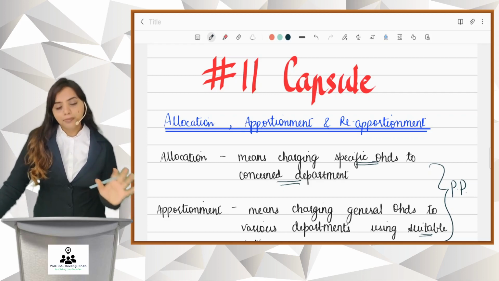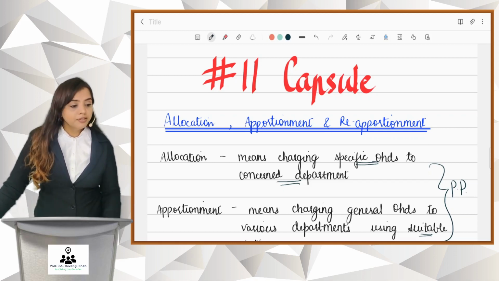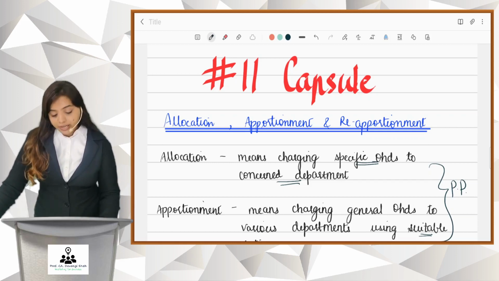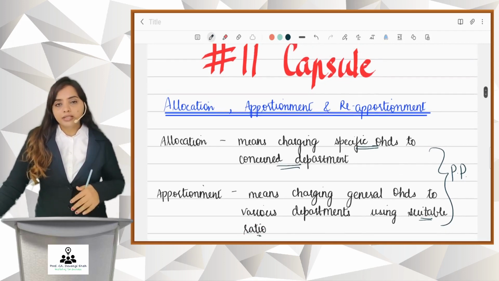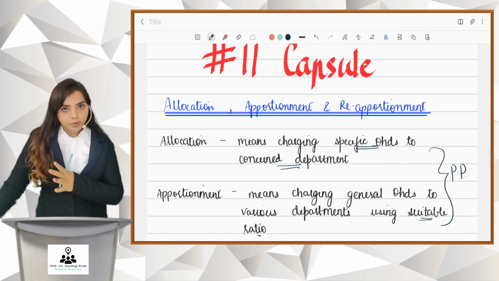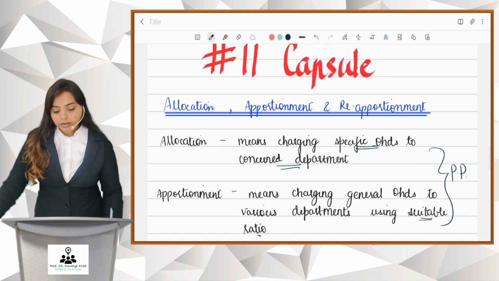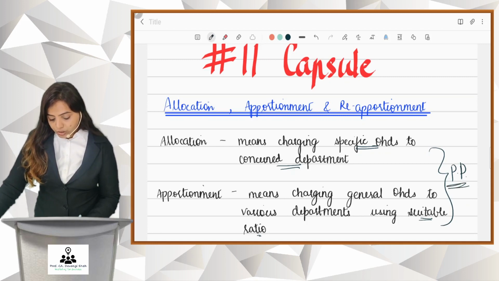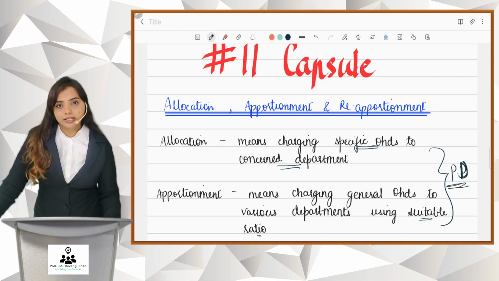And this is called apportionment. Read what I've written. Apportionment means charging general overheads to various departments using a suitable ratio. Now all the overheads are either allocated or apportioned, and your list becomes zero, and now you get department wise overheads. This is called primary distribution technique, where the first-time distribution of overheads is done.